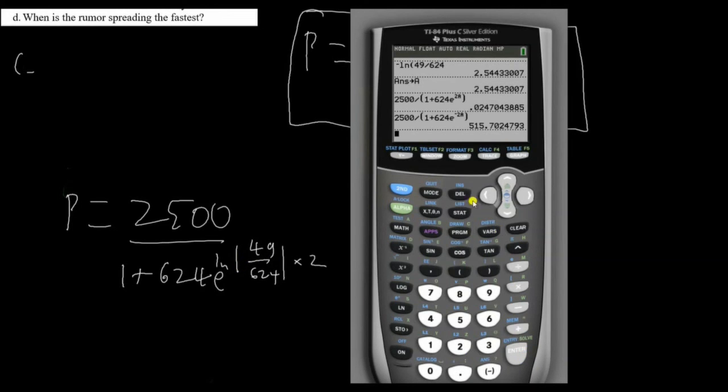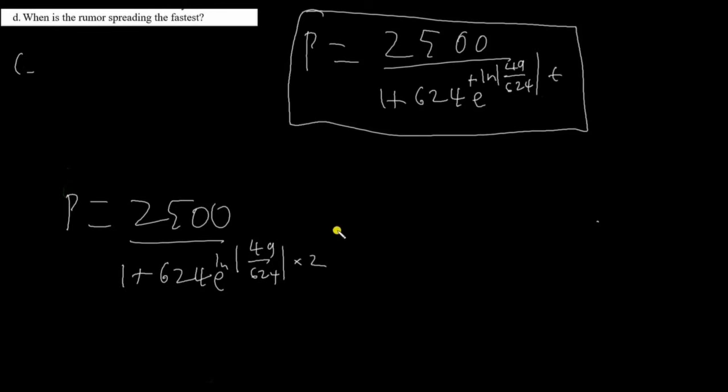We get 515.7. I'll round it up to 516 people. That's how many people know the rumor after 2 days. That was really, really quick. Okay, so let's pause.